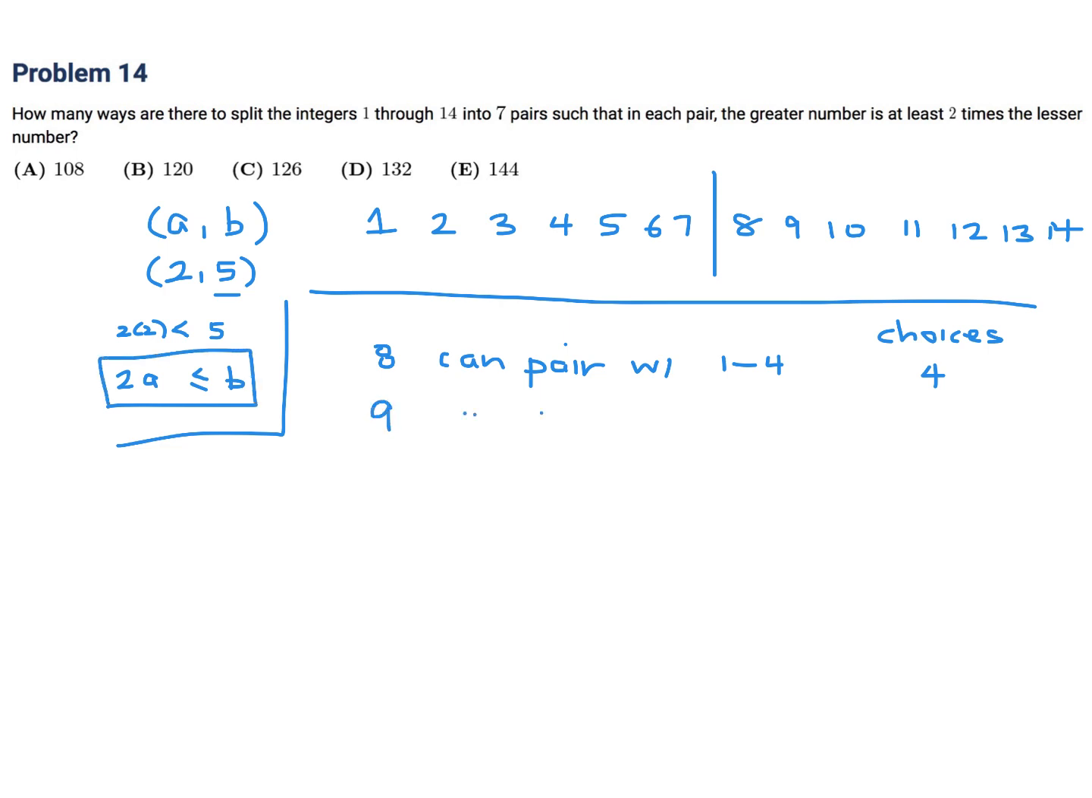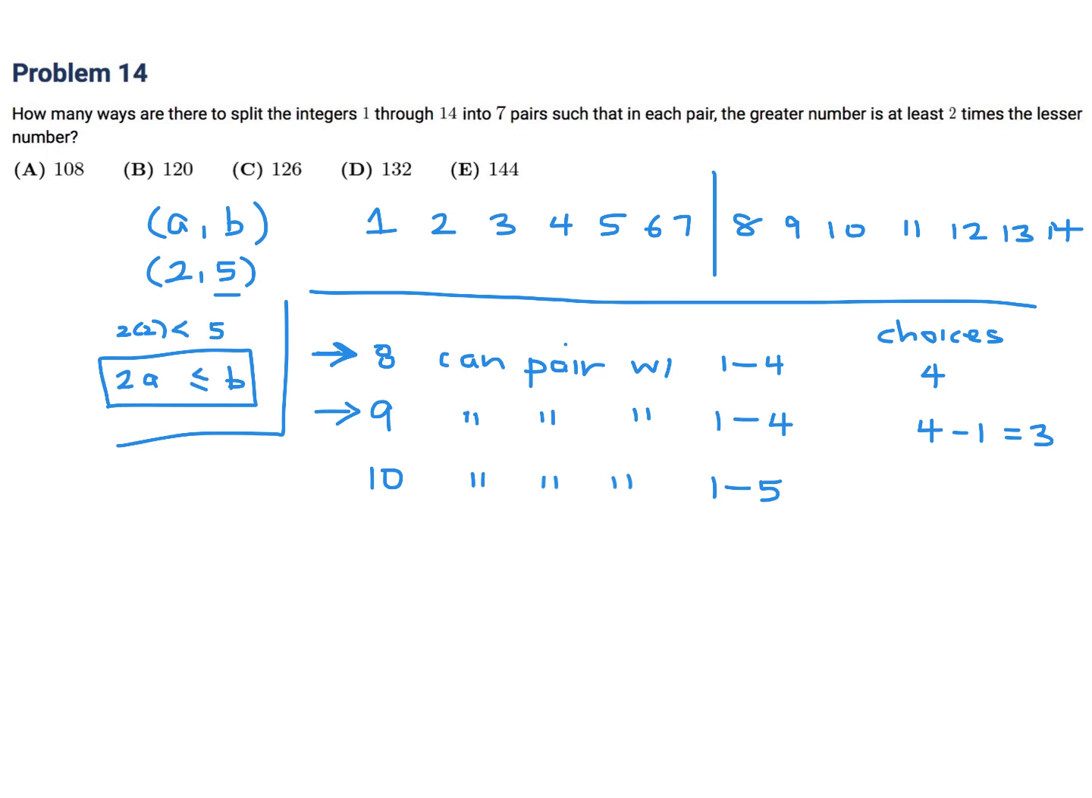The 9 can also pair with anything from 1 to 4, and therefore we have 4 choices there. But we've already used one choice, whatever we chose for the 8, so it's 4 minus 1, which is 3. All right, 10 can pair with anything from 1 to 5. But we've already chosen one number to pair with the 8 and one to pair with the 9, so those two numbers are gone.